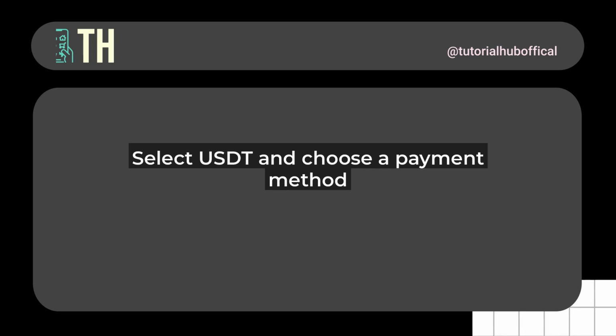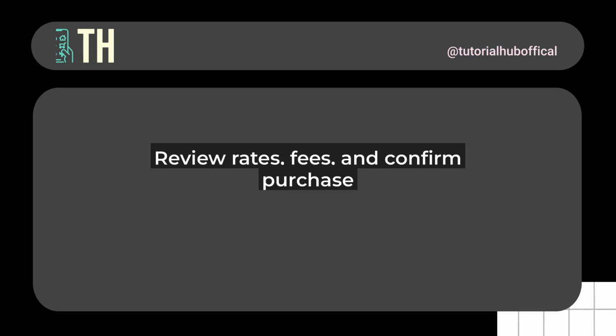Then enter the amount you want to buy. Double-check the exchange rate and any fees. Changelly is known for competitive rates, but it's always smart to review them. Once you're ready, confirm your purchase and follow the prompts to complete the payment. Your USDT should appear in your Changelly wallet shortly after.